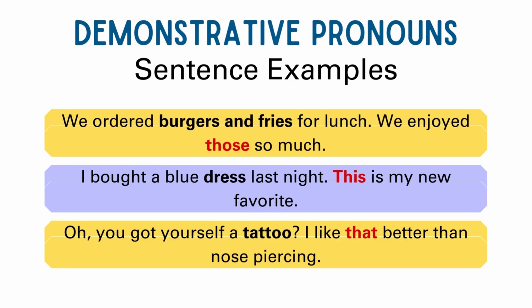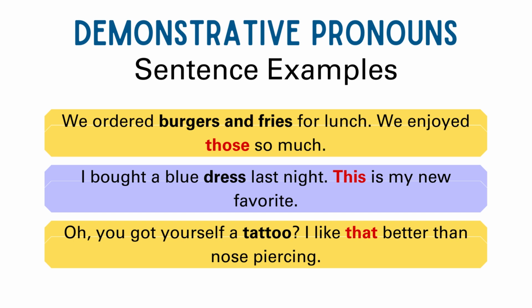Now for some examples. We ordered burgers and fries for lunch. We enjoyed those so much. The demonstrative pronoun used is those, and this refers to burgers and fries. Those because the noun is plural and is in the third person, meaning it's not near the speaker or listener. Perhaps the speaker was referring to a meal they had earlier, so he or she does not have the burgers and fries with them anymore.